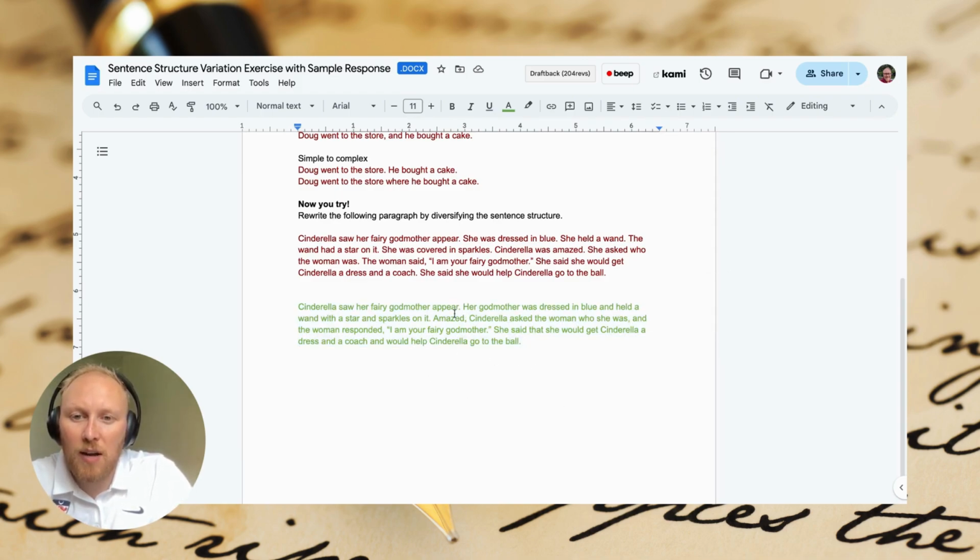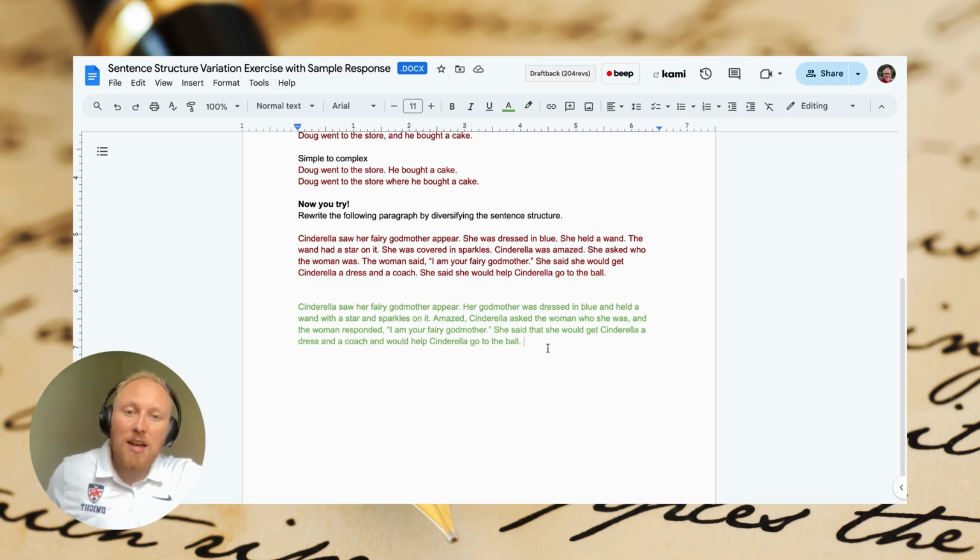Cinderella saw her fairy godmother appear. So I changed nothing. Her godmother was dressed in blue and held a wand with a star and sparkles on it. Amazed, Cinderella asked the woman who she was, and the woman responded, I'm your fairy godmother. She said that she would get Cinderella a dress and a coach and would help Cinderella go to the ball.